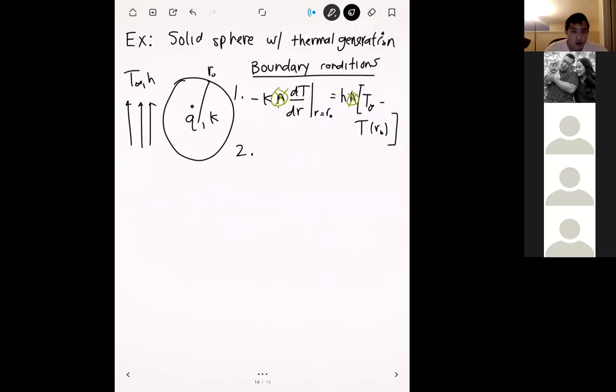That's the only visible boundary condition that we have. But since we have a solid sphere, we have to apply our hidden boundary condition, which states that our temperature profile has to be symmetric. Remember that the symmetry boundary condition states that the derivative of temperature with respect to r, evaluated at r equals zero, has to be zero. That tells us that in the middle of the sphere, we're either at a maximum or a minimum. Okay, any questions on the problem setup?